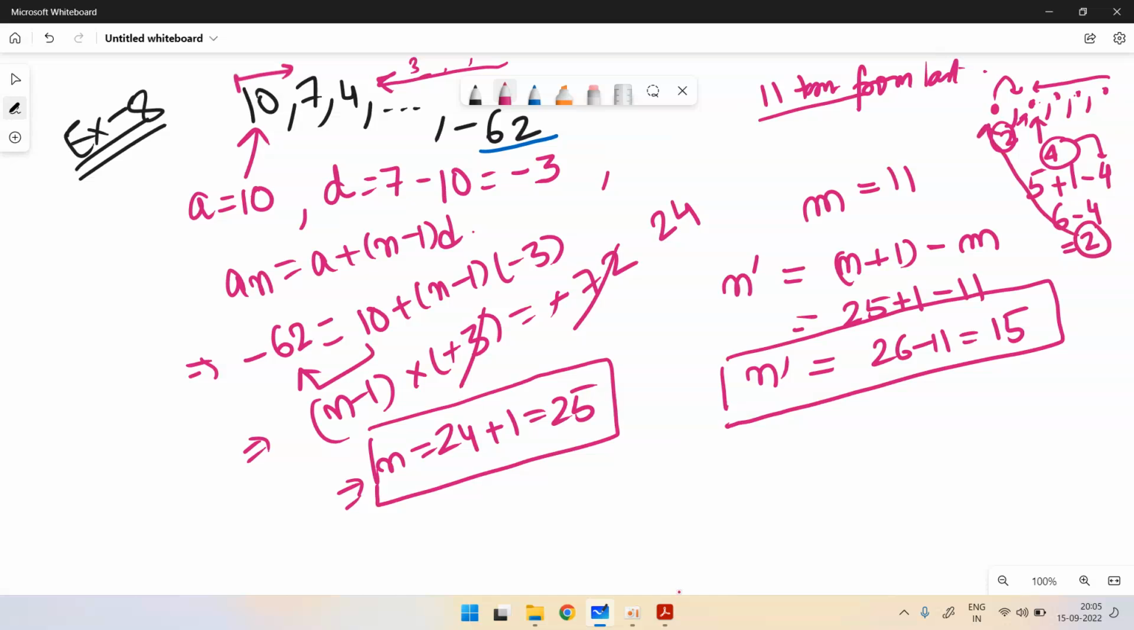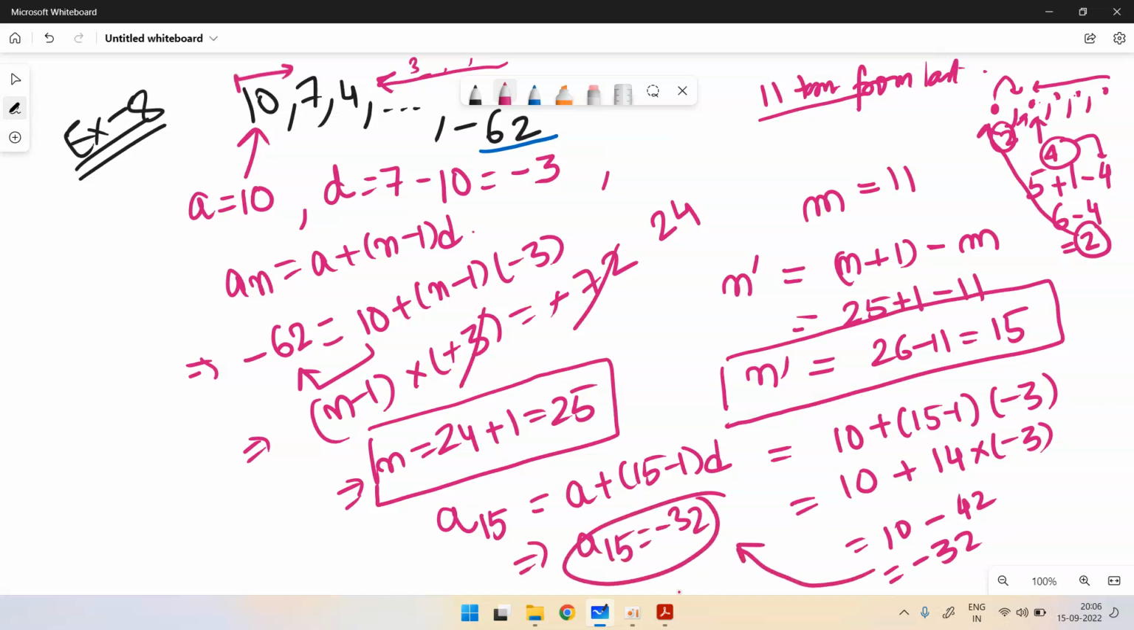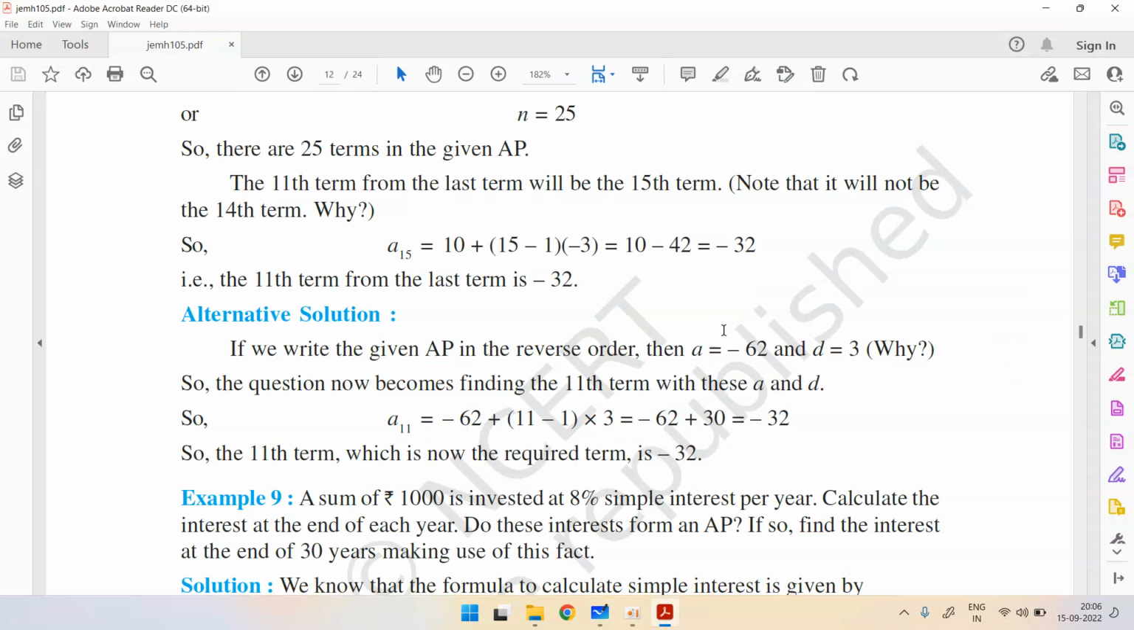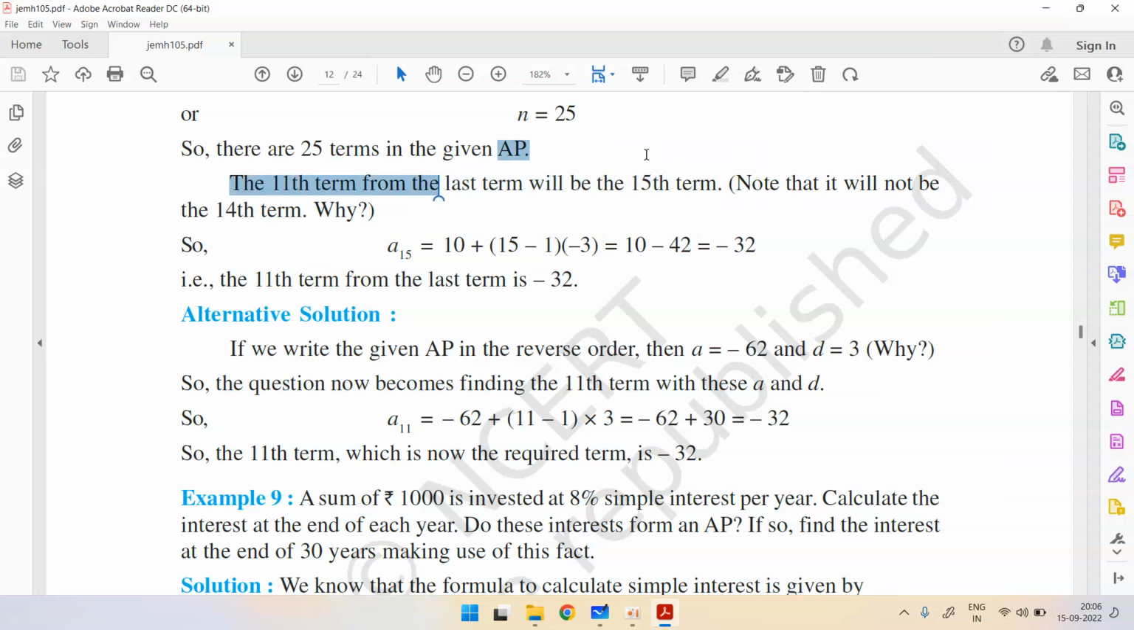I also did the same: here n dash is 15. So to find a of 15, a of 15 is nothing but a plus 15 minus 1 into d. Substituting the value of a, which is given as 10, it is 15 minus 1, and d is minus 3. So 10 plus 14 into minus 3, which is 10 minus 42, nothing but minus 32. Which implies that a of 15 is minus 32. So the 11th term from the last is minus 32. See, here also it is minus 32. The last term will be the 15th term.